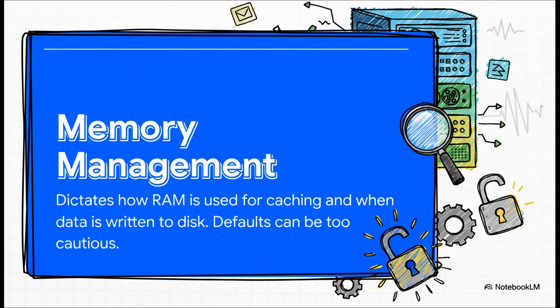And then, of course, there's memory management. This is like the brain of the whole operation, deciding how to use all that fast RAM in your system to cache data so you can get to it quicker. But, you guessed it, the default brain is a little timid. If you have a server with a massive amount of RAM, the default settings are probably leaving a ton of that performance just sitting on the table because it's too scared to use it aggressively for caching.